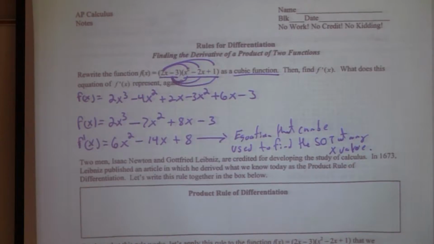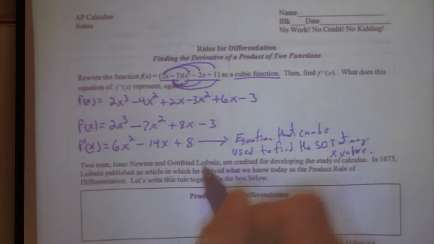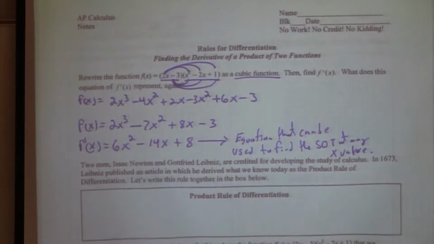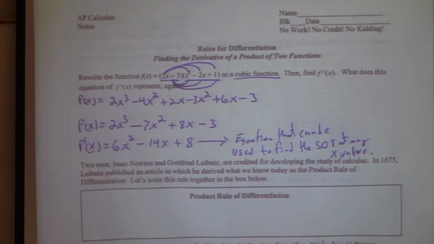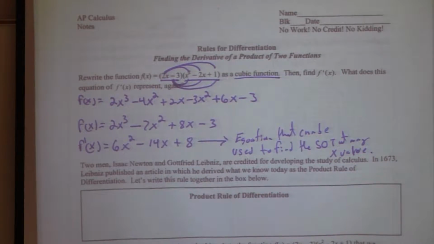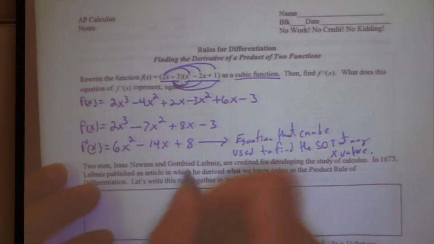Alright, cool. So, back in the day there were these two cool guys. One of them was named Isaac Newton, and the other one was named Gottfried Leibniz, okay? Different people pronounce it differently, that's how I pronounce it, Leibniz. And these two guys are credited for developing the study of calculus, alright? Now, in 1673, Leibniz published an article. He was bored, so he's like, you know what, I'm just going to write an article to show off to Isaac Newton what he discovered.